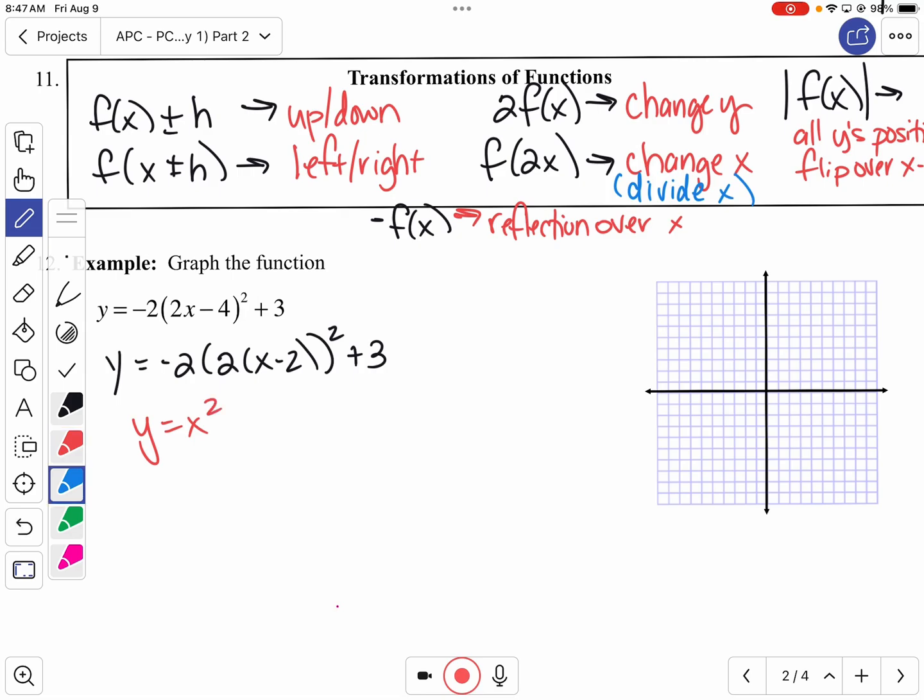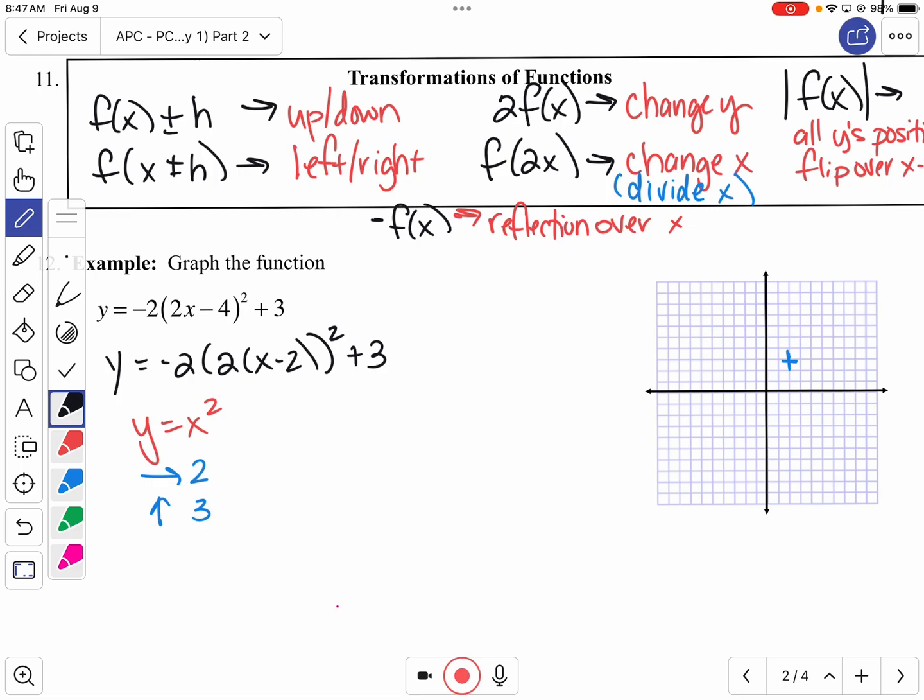Let's talk about where we're going to move it to. We're going to move it left or right. We're going to move it right 2, and up or down? Up 3. So I'm going to do that first, just so I know where I'm going to start my graph. So right 2 and up 1, 2, 3, and I'm just going to make a little X right there so that I know I'm going to graph from that point right there.